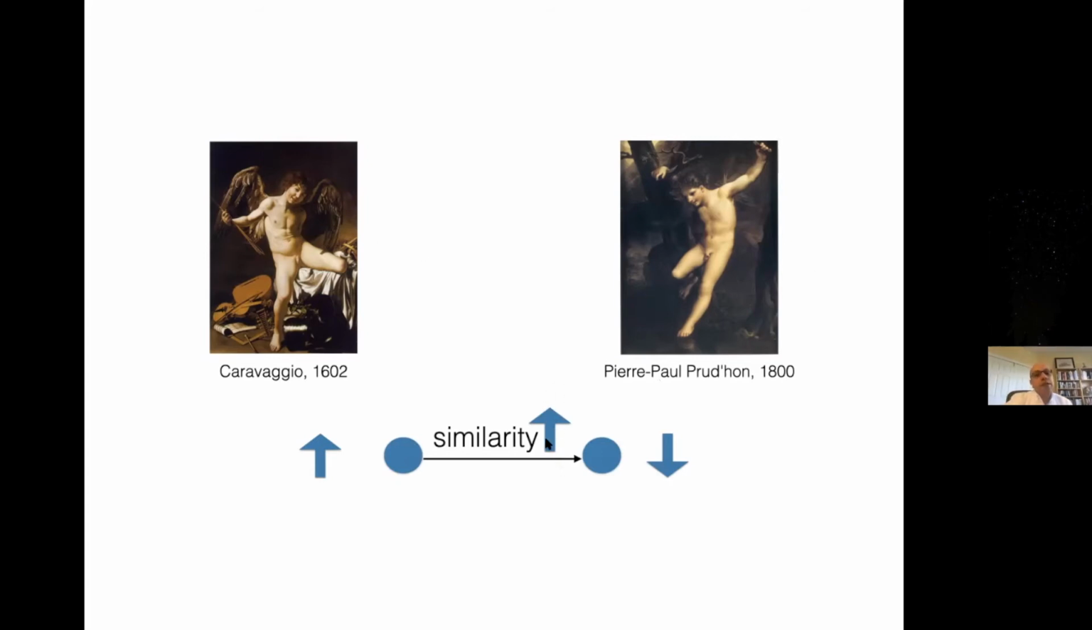So high similarity between two artworks in the network implies that the creativity of the earlier work has to go up, and the creativity of the later artwork has to go down. These go down because it's derivative, and these go up because it's influential, at least on these two pairs.